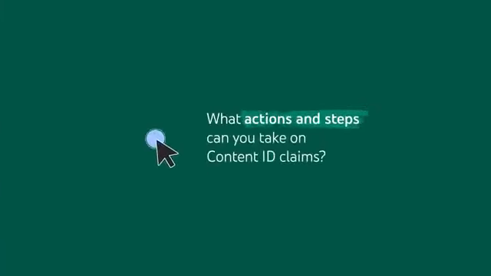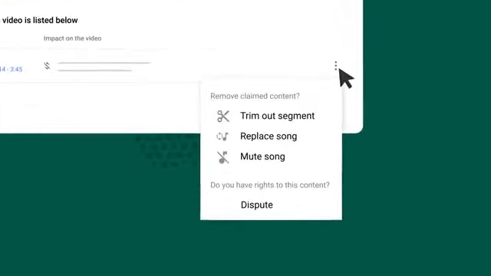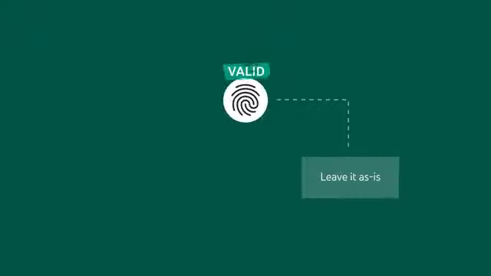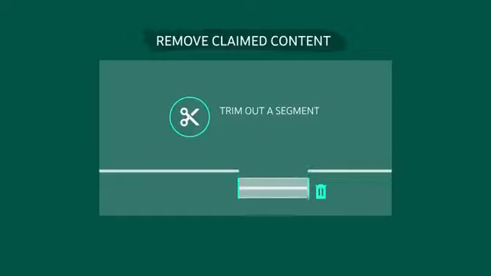Next, what actions and steps can you take on Content ID claims? From the video's copyright details page, there are multiple actions you can take to resolve the claim. If your video has a Content ID claim that seems valid, you can choose to leave it as is, or you can remove the claimed content. You have a few options for removing the claimed content without having to upload a new video. You can trim out a segment, which removes just the claimed segment from your video, including the audio and video.